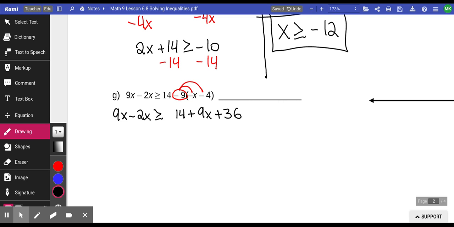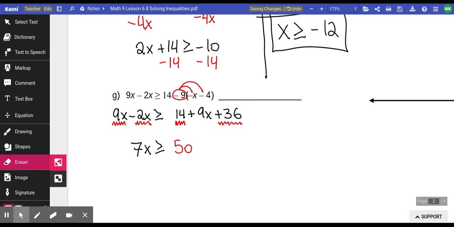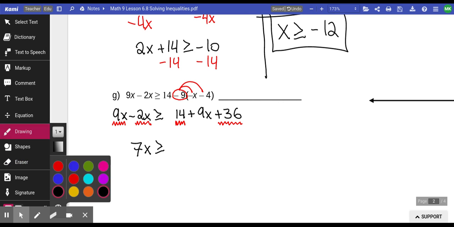After I've multiplied, I check for like terms. On the left side of the equation, I actually already had like terms. I had 9x minus 2x. Those would combine to be 7x. On the right side of the equation, I have more like terms. I have 14 plus 36. That would add together to be 50. Sorry, I didn't want that to be in red. So I have 50 plus 9x.